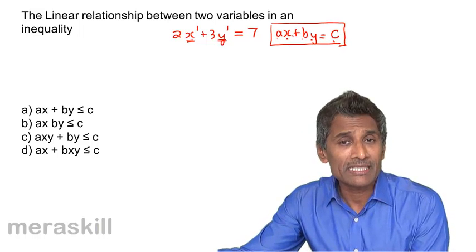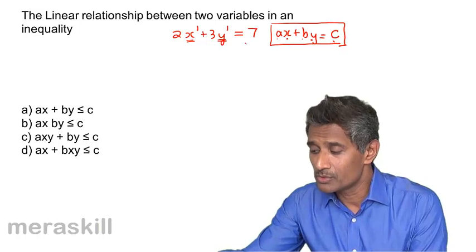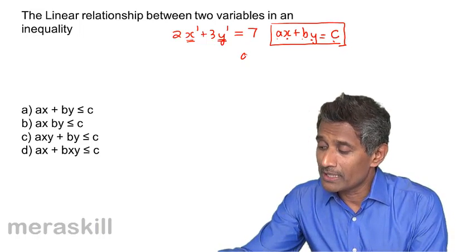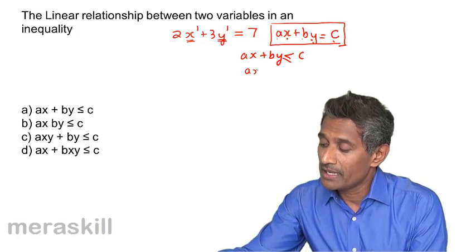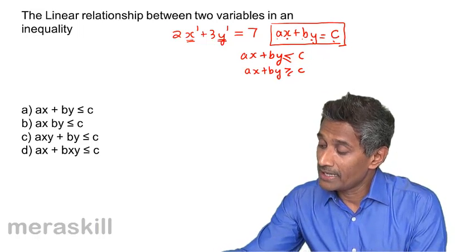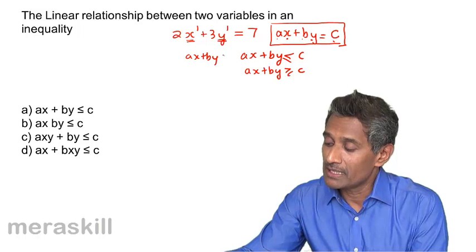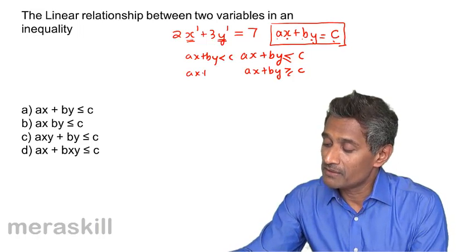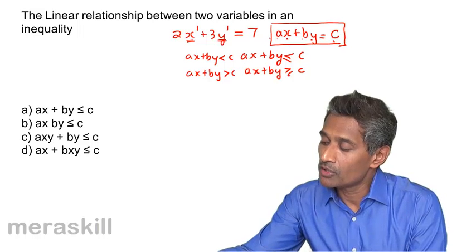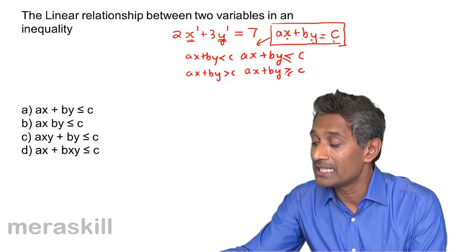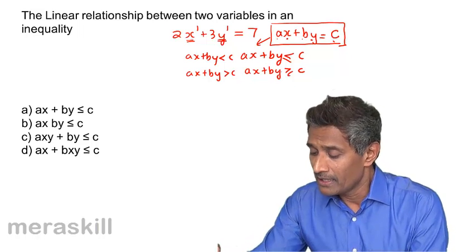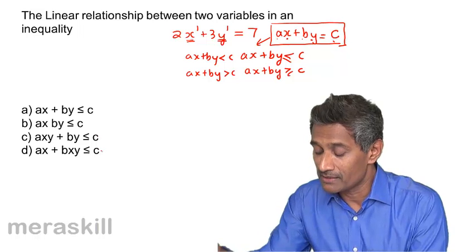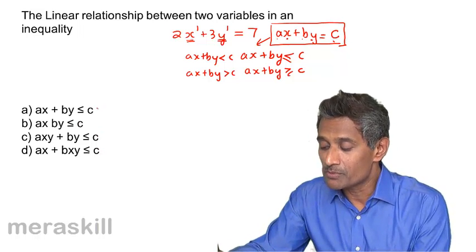Much the same way, we can extend this to the concept of inequalities too. So if you're talking about inequality, it could be ax plus by less than or equal to 7, ax plus by greater than or equal to c, ax plus by less than c, or ax plus by greater than c. All these 5 are linear relationships. They express a linear relationship between two variables x and y. Let us check among these which ones seem to be valid. Now, obviously this one seems to be valid.